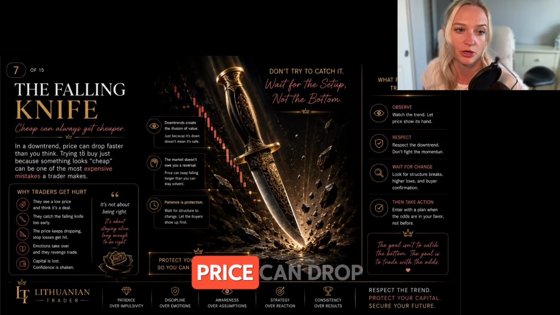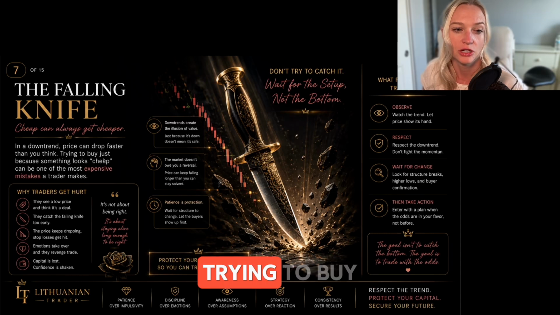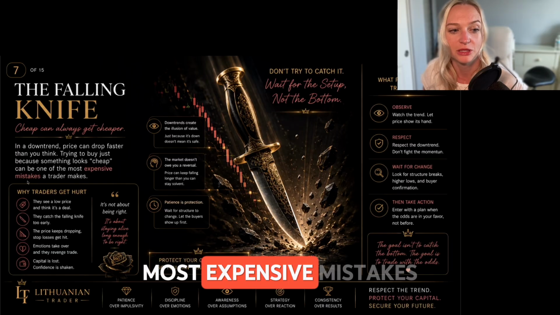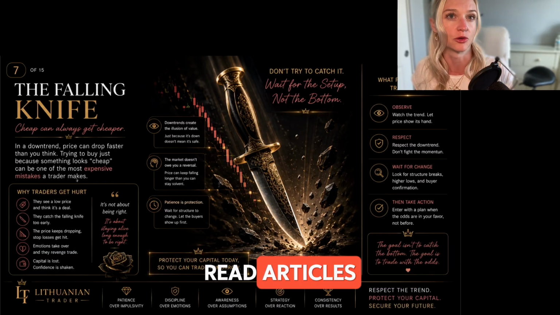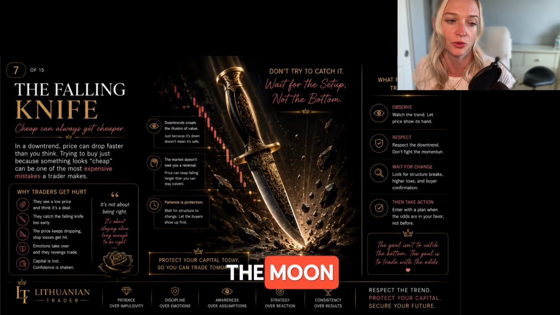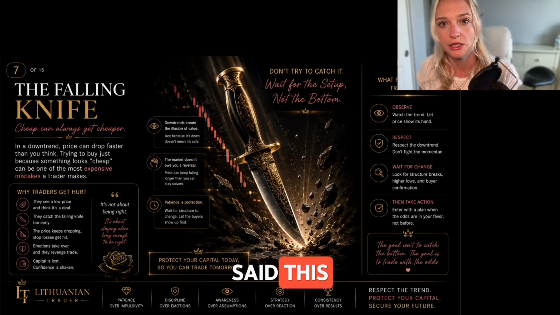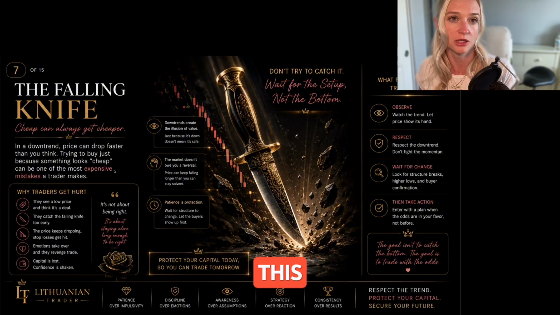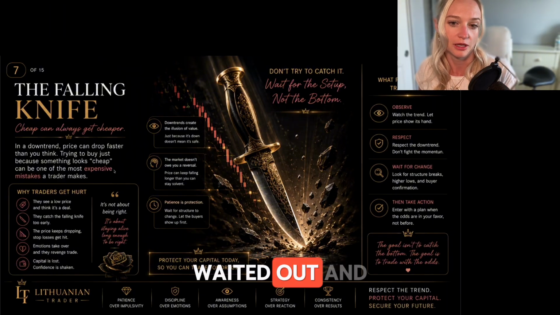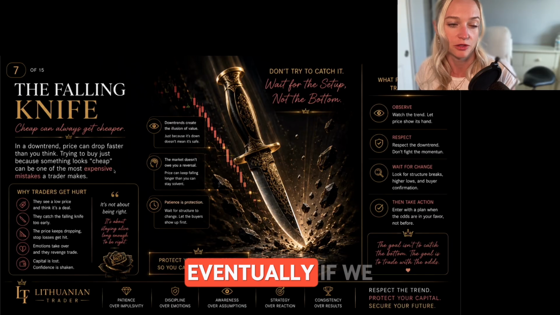In a downtrend, price can drop faster than you think. Trying to buy just because something looks cheap can be one of the most expensive mistakes a trader makes. And we've all been into that. We all read articles: this company is going to go to the moon, or this politician said this. We all get caught in this. So I'm trying not to be too harsh on this because we've all done it. And then we wait it out and we're okay eventually, if we're patient enough.